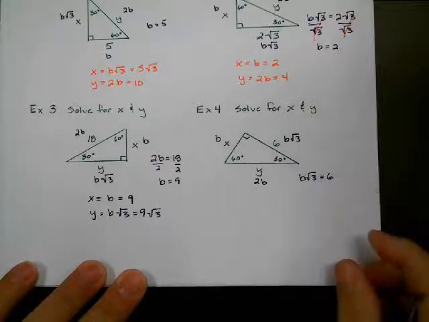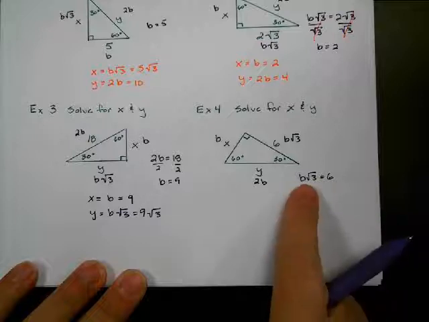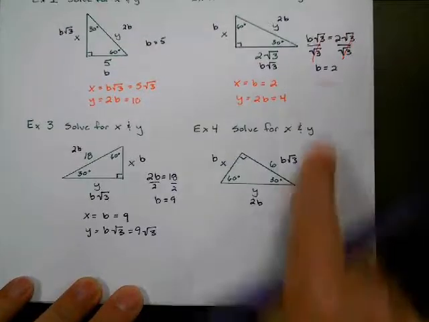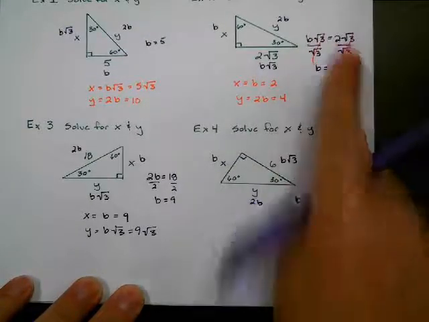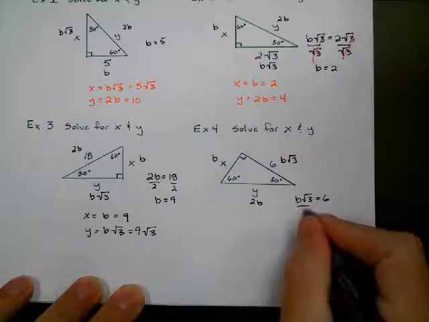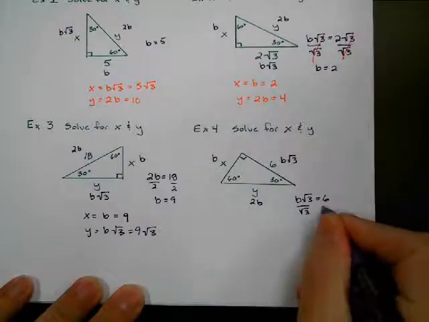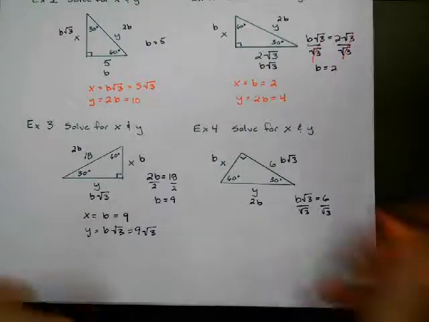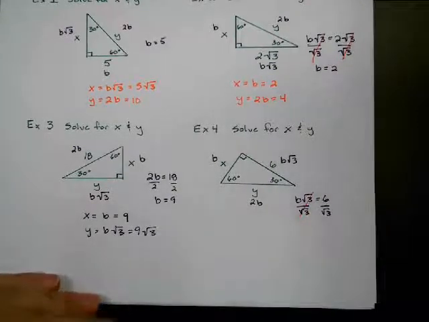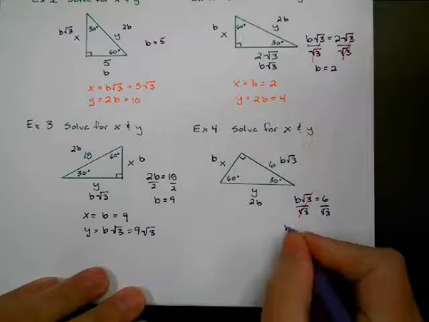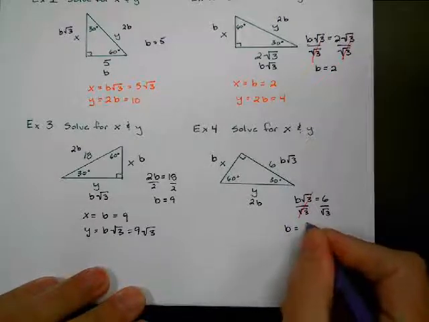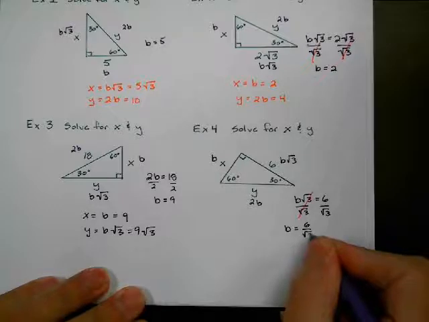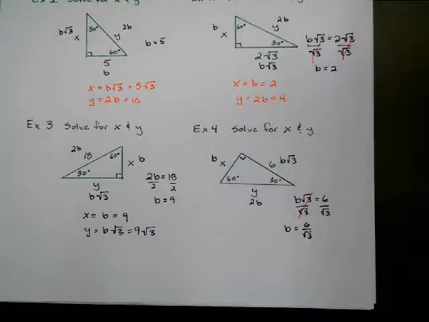Okay, I want to find out what B is. So just like above here, we divided by root 3. So I'm going to divide by root 3, divide by root 3. The root 3's reduce here, and I get that B is equal to 6 over root 3. But remember our rule, we can't have a radical in the denominator. So how do I rationalize that denominator?